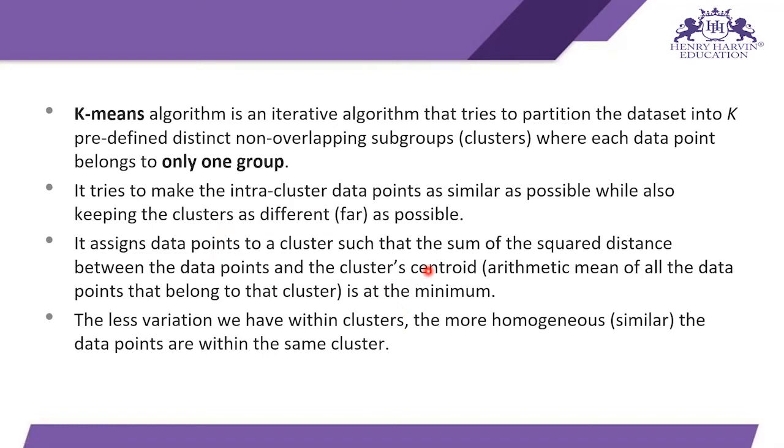In K-means, if you want to make five clusters, there are five centroids, and every centroid tries to minimize the mean distance of all the data points that come under that centroid's cluster. The less variation we have within a cluster, the more homogeneous, or similar, the data points are within the same cluster. So the smaller the variation, the more similarity we get in that cluster, and we get a clearer picture of the n number of clusters.